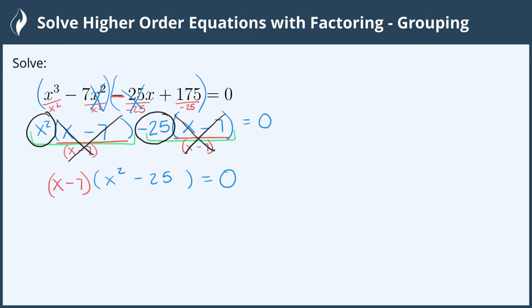Now we can use the zero product property, which states when we have 2 things multiplied together, which we do, and it equals 0, that one or both of them must equal 0. So we will take both of these and set them equal to 0. X minus 7 equals 0, and x squared minus 25 equals 0. On the left side, we'll add 7 to both sides, and we isolate the variable, so we get x equals positive 7. And on the right side, we'll add 25 to both sides to isolate the variable, and we're left with x squared equals positive 25.